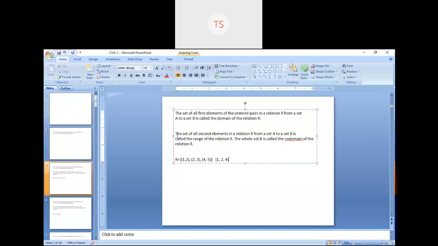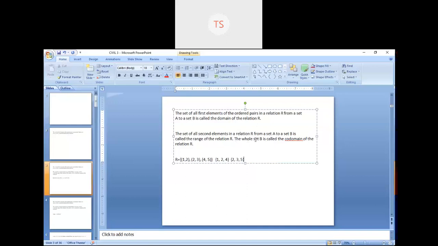Now see the second line. The set of all the second elements in a relation R is called the range of the relation R. Now for the same relation R, what are the second elements? 2, 3, 5. So if you write 2, 3, 5 in the form of a set, it will represent the range of this particular relation R. Now is it clear what is a domain and what is a range? Yes, ma'am.